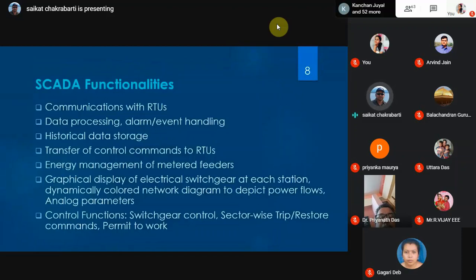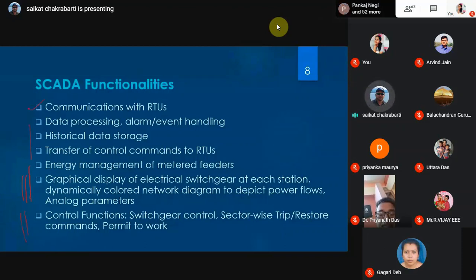So these are the basics. We'll go to each of the domains one by one. These are the basic functionalities of SCADA. These are very standard functionalities. If you install a SCADA in your system, these are standard features utilities are having. Communication with RTU, data processing, historical data storage, control command transfer to RTUs, etc. And the graphical display is a very important part of it. We have a big monitor where the single line diagram of the entire system is displayed. Also you can close or open your switchgear using the SCADA. That's a very big advantage compared to the conventional way the utilities are operating.